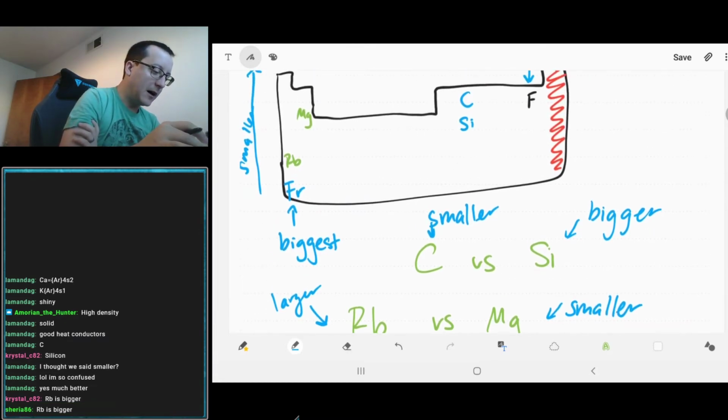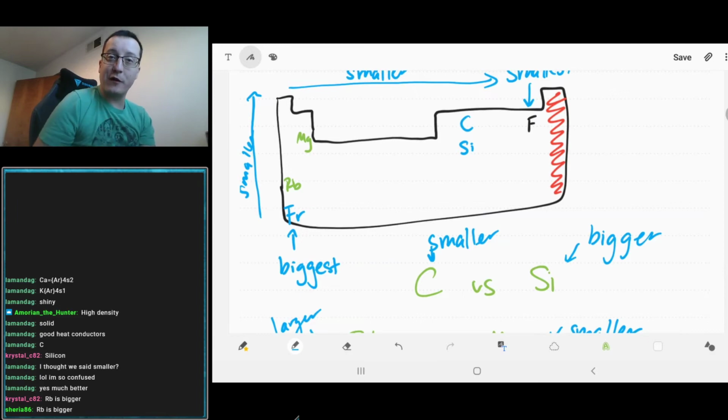So, the closer you are to francium, the bigger you are. The closer you are to fluorine, the smaller you are. So that's going to be the trend here.